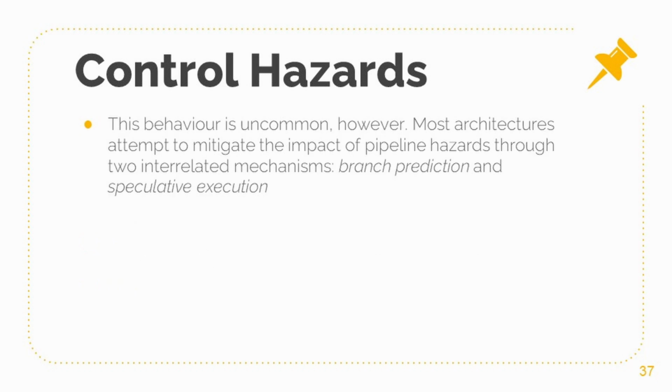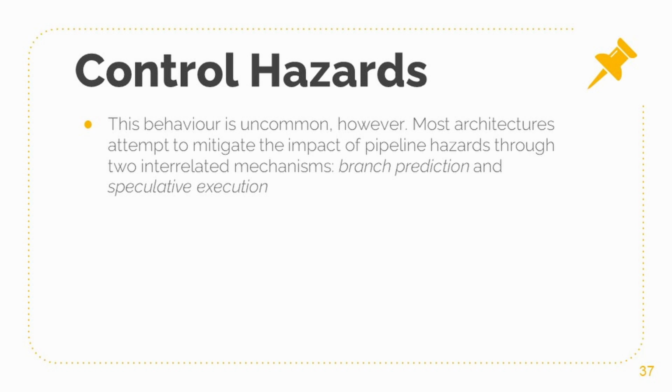Branch prediction and speculative execution are indeed two closely related mechanisms employed by most modern CPU architectures to mitigate the impact of pipeline hazards, particularly control hazards arising from conditional branch instructions. 1. Branch prediction. Branch prediction techniques aim to predict the outcome of a branch instruction before it is actually resolved.